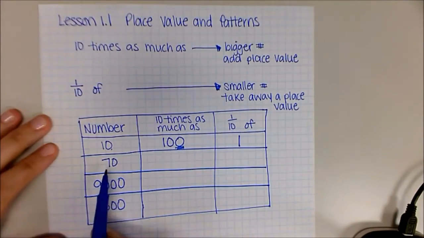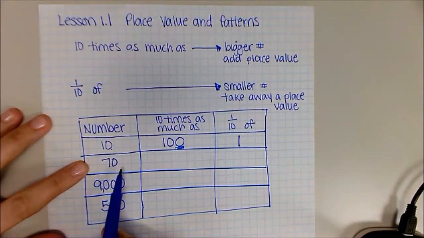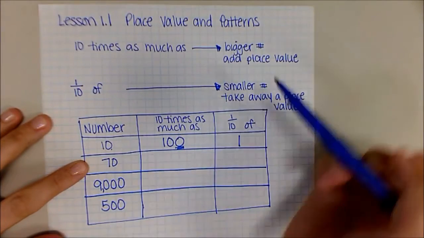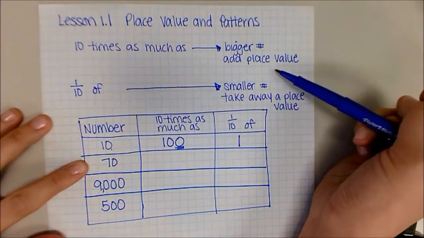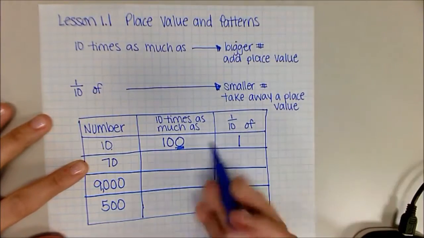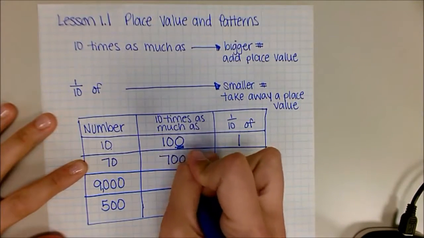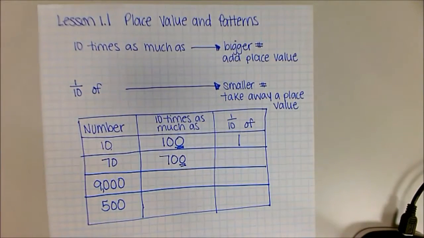Now let's look at the number 70. If I'm asking what number is 10 times as much as 70, I know that I'm looking for a bigger number, so I need to add 1 place value. So I'm going to write the original 70, and I'm going to add a place value. So I'm going to add a 0 to that to increase this number's place values.